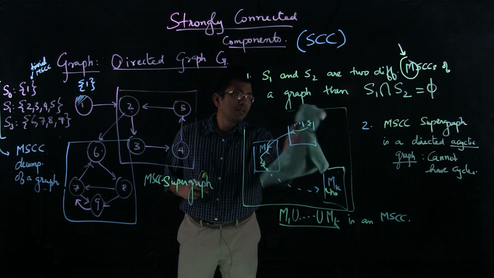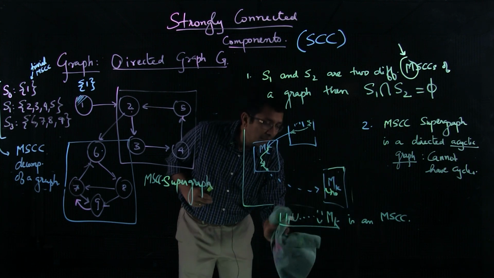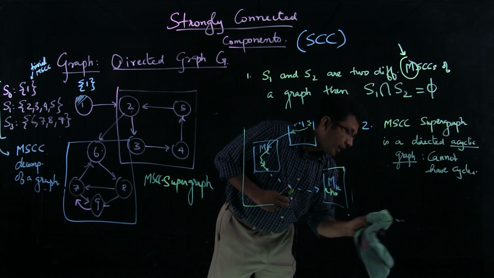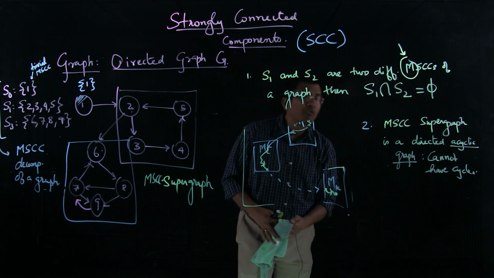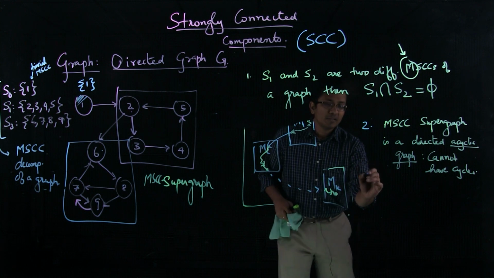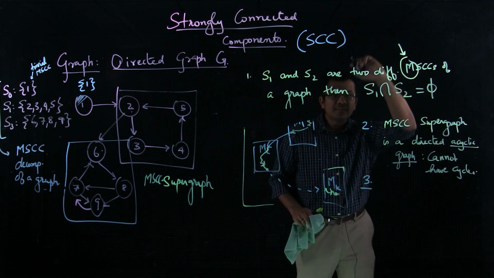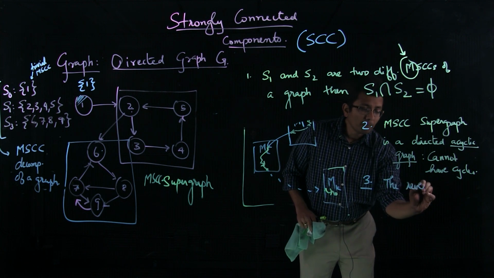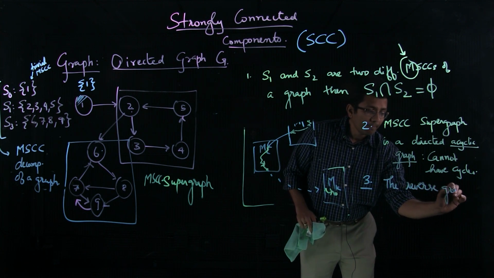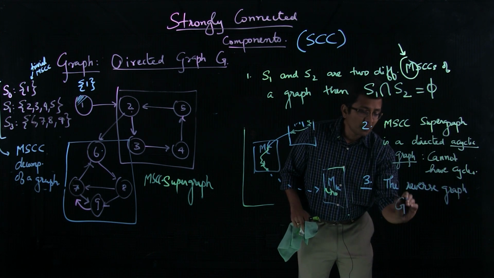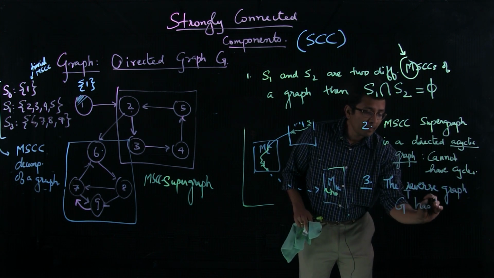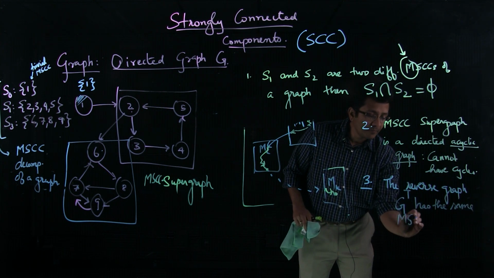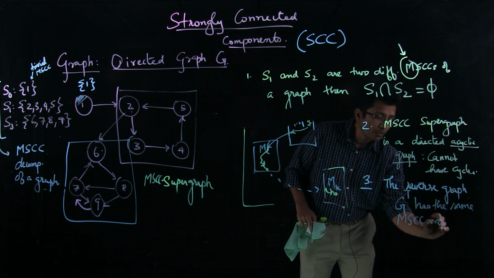Now finally, there is a third property, okay, and I'm simply going to state this property, and I hope you have learned enough now that you should be able to do a proof of this property, okay. The third property, which is all important, is that the reverse graph G transpose has the same MSCC as the original.